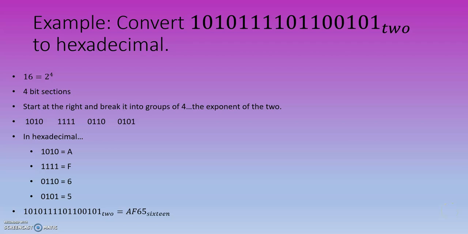That is section 4.4, conversion between number bases.